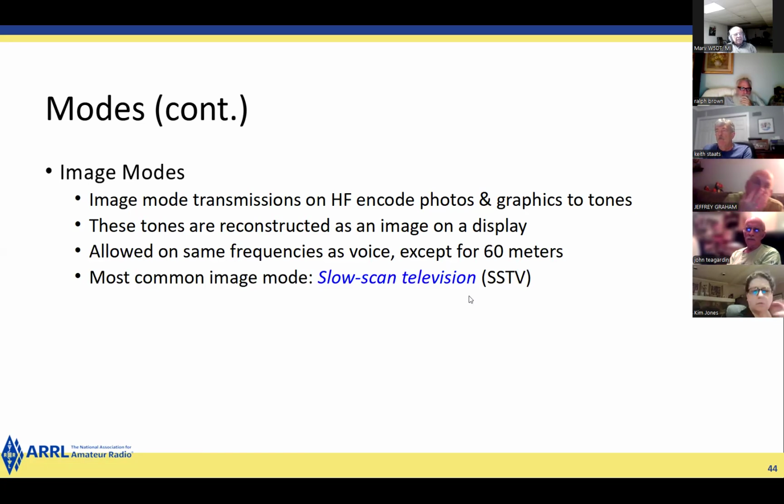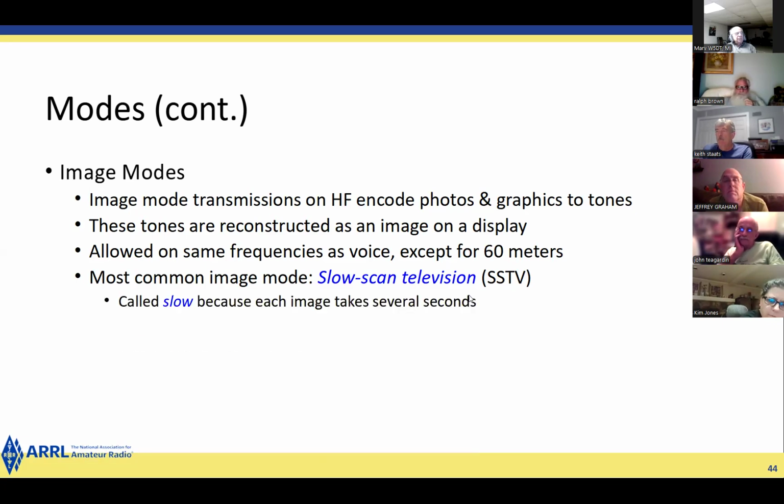And again, like I said, it's slow scan television, SSTV. And it's called slow because it's slow. It takes time.